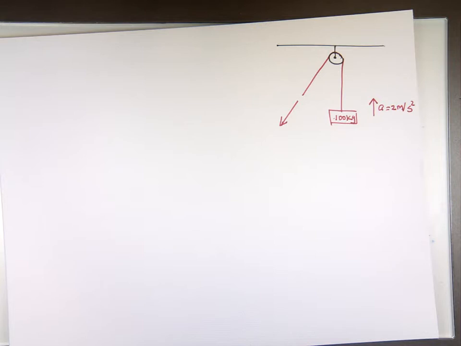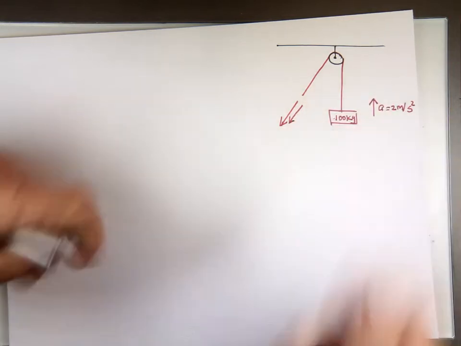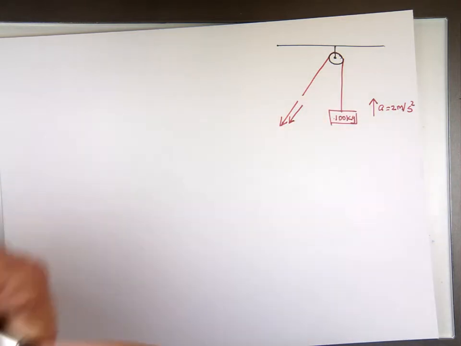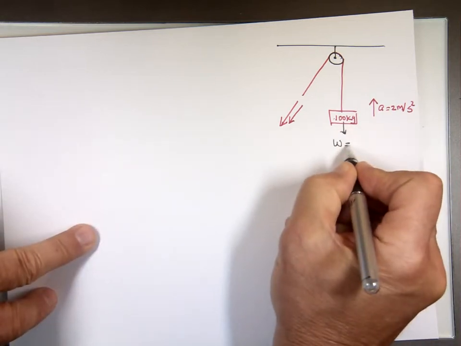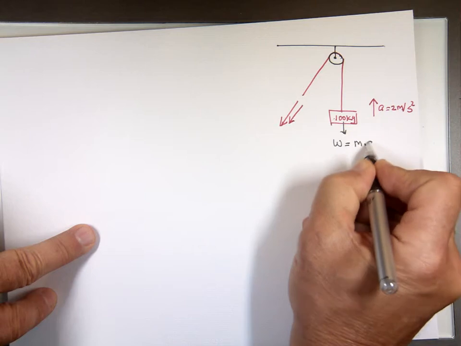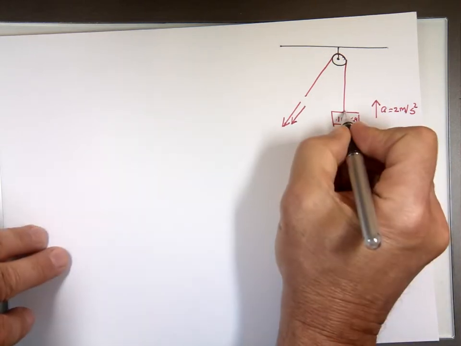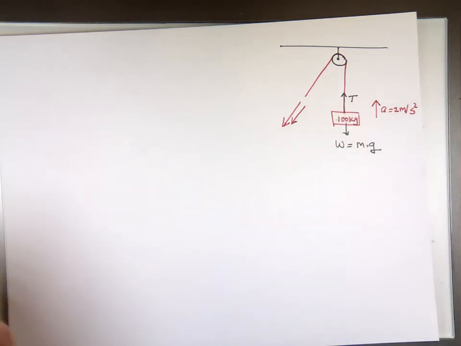So I got a couple of big guys here. Say, hey guys, can you help us lift this box here? And they start pulling on that rope. Well, let's look at this. What do we have? We have the weight down, which is what? Mass times gravity. What else we have? We have the tension up. That's the string pulling on the box, moving upward.